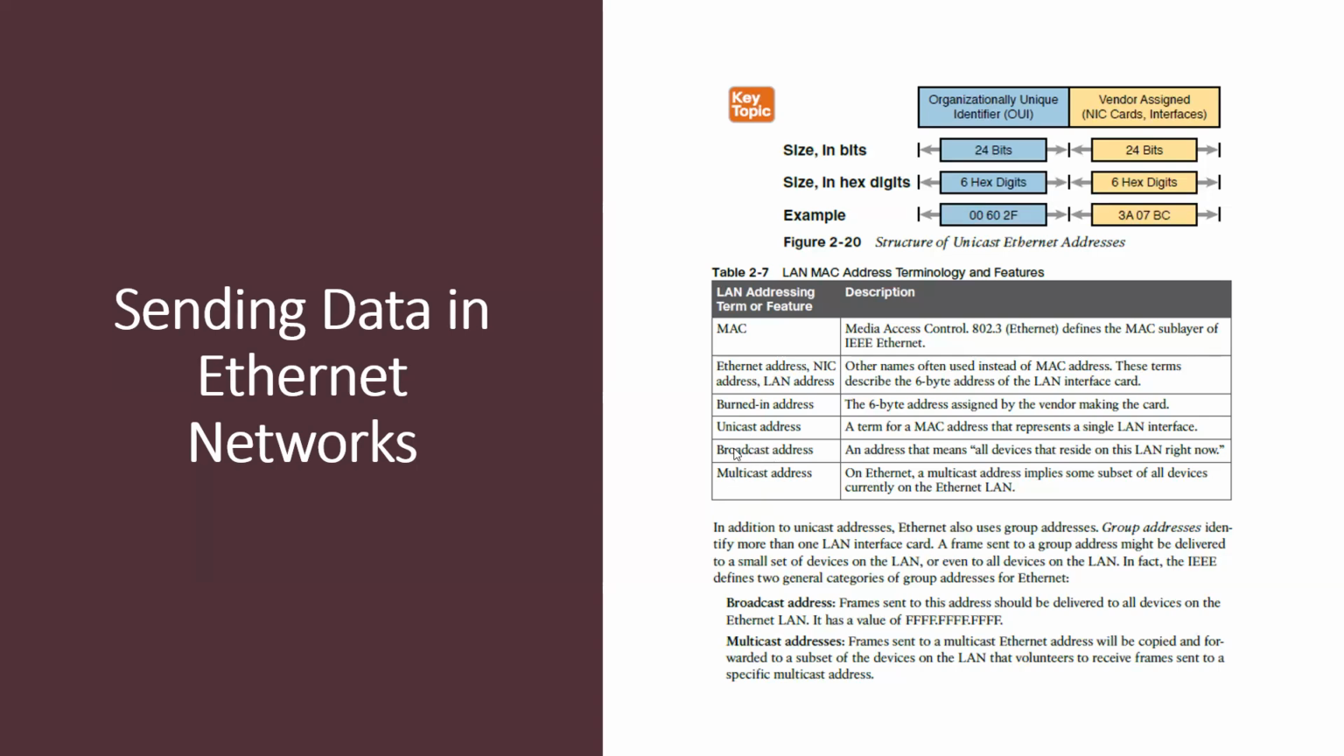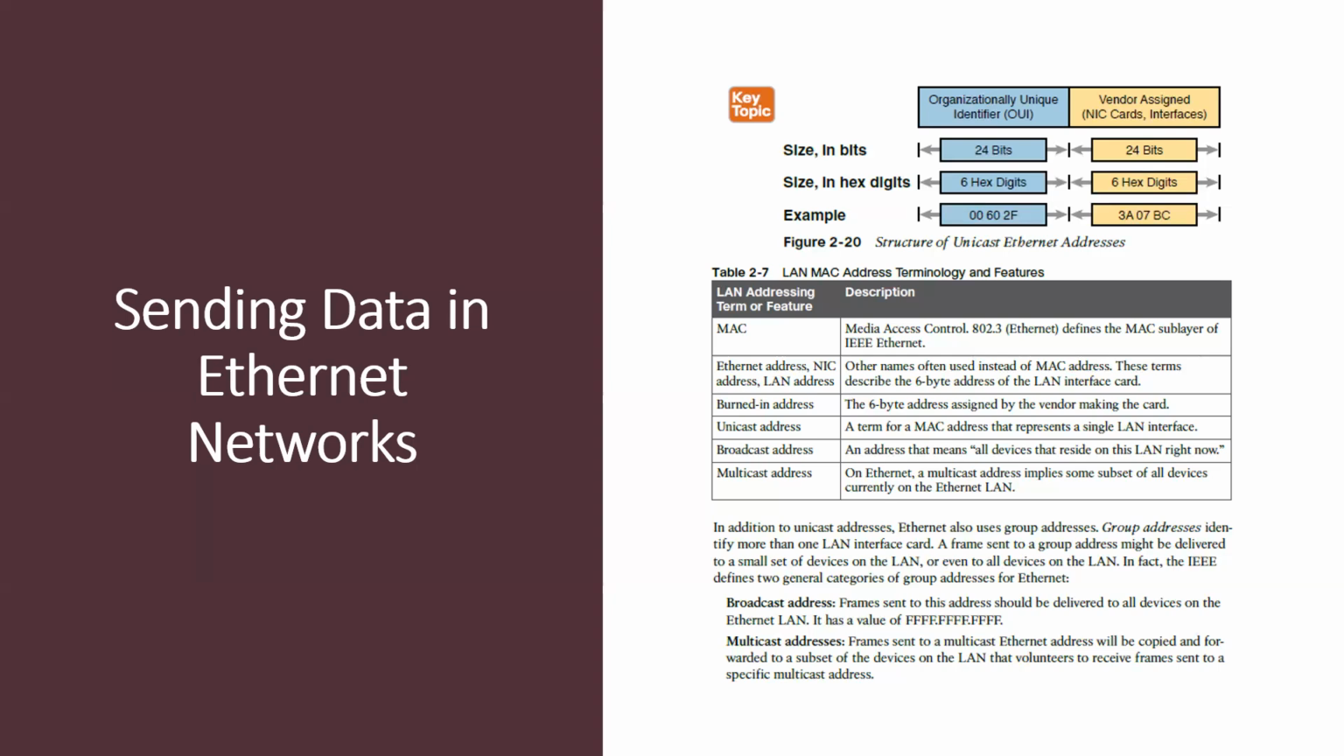Unicast address. Think of uni as unique, right? So unicast being unique to each device, each interface. So a unicast address is a term for a MAC address that represents a single LAN interface. It's unique to each interface, okay? Right, so maybe Nelson's PC, his Ethernet adapter or NIC card on his PC, has one unicast address. It's going to be different than mine, right? So we have different unicast addresses, all right?